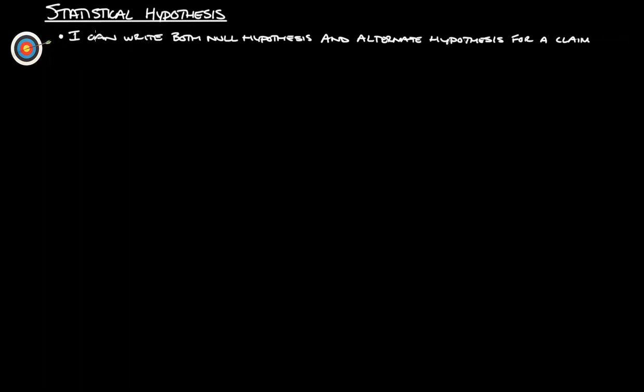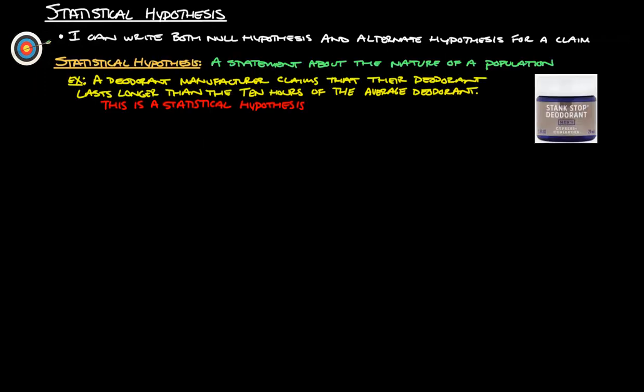I'm going to take you through the notes on statistical hypothesis. At the end of this, you should be able to say, I can write both a null hypothesis and an alternate hypothesis for a claim. All right, so first thing, a statistical hypothesis is a statement about the nature of a population.